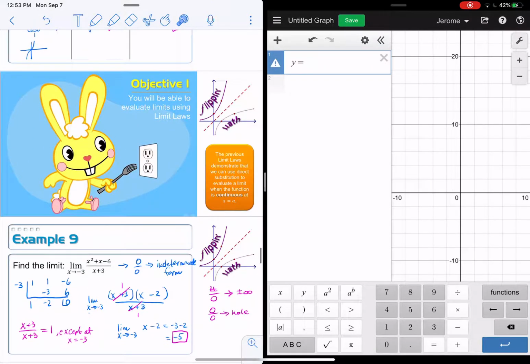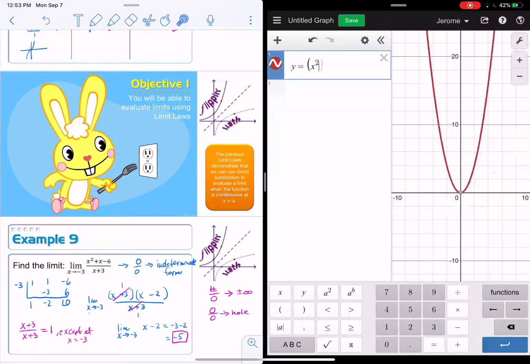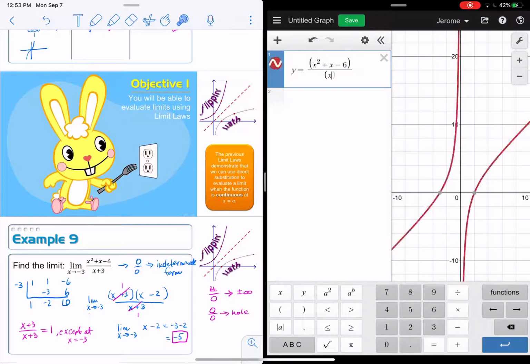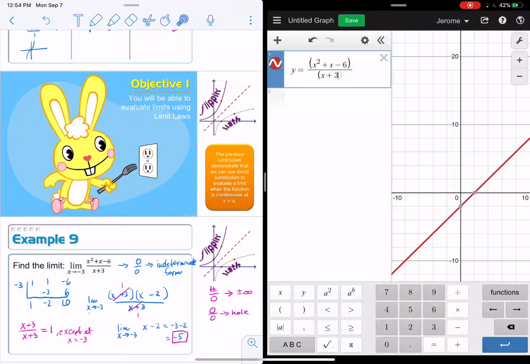Those are secret answers, I need to hide them. And then on the top, I need some parentheses. It is x squared plus x minus 6. That looks good. Arrow out of that, and then divide it, open up parentheses again, x plus 3. And then hit enter. Okay, so you can see it graphed over there in red, tiny. I'm going to full screen this in a minute.